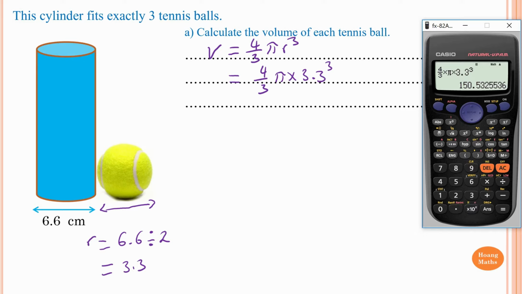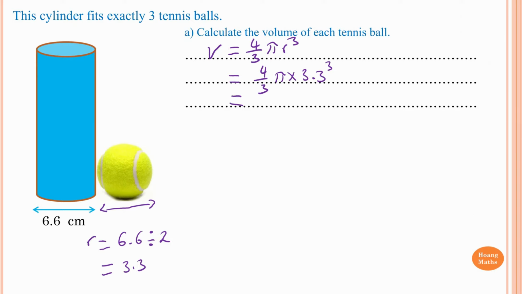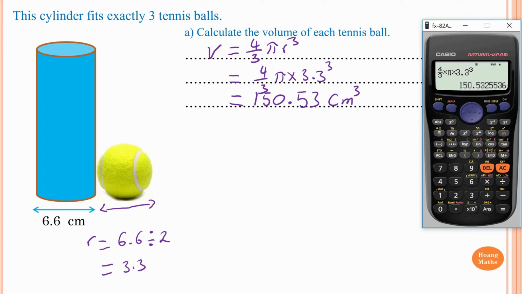So 4/3 times pi times 3.3 cubed, that is 150.53. I just write it to 2 decimal places first. So which is 150.5325 and so on. But because the question didn't specify how many decimal places, I can either write it correct to 1 or 2 decimal places. So I just round to 2 decimal places. So 150.53 cubic centimeters. So what I do is store this in memory A first.